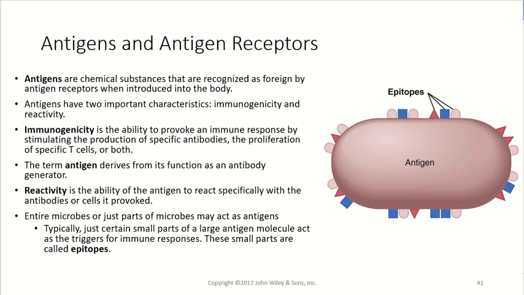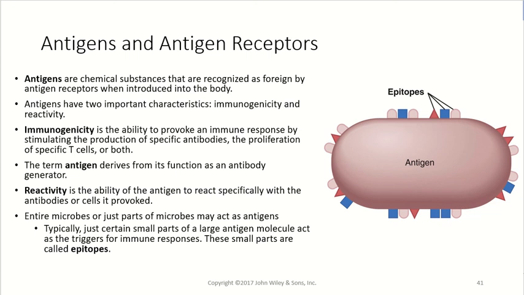So now let's take a look at antigens and antigen receptors. Antigens are, put simply, chemical substances that are going to be recognized as foreign by an antigen receptor. This happens when they're introduced into the body. Antigens are going to have two important characteristics: immunogenicity and reactivity.